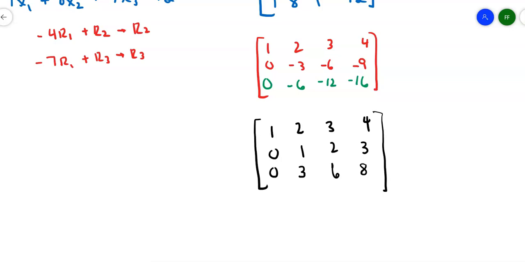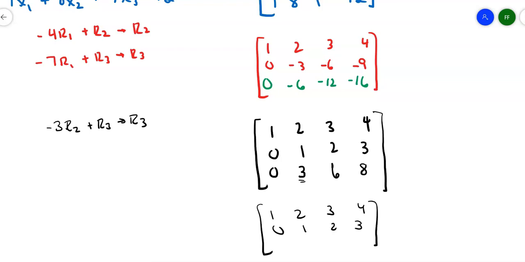All right, let's try creating a 0 down in this spot over here. Okay, so let's take negative 3 times row 2 plus row 3, answer goes in row 3. All right, so I'm going to keep my 1, 2, 3, 4. I'll keep my 0, 1, 2, 3. But now I'm going to take negative 3 times row 2, so negative 3.